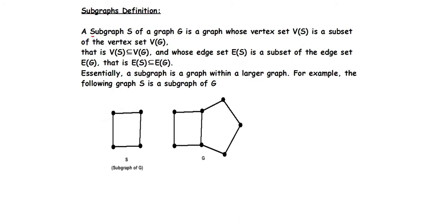Next is your subgraph. So what is a subgraph? A subgraph is denoted with S of a graph G whose vertex set V of S is a subset of the vertex set V of G. Here V is your vertex.